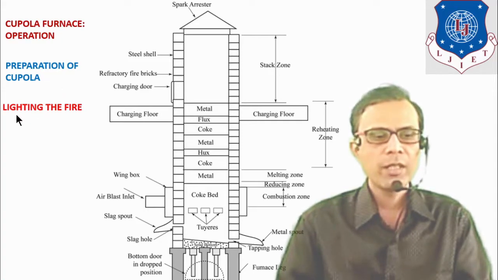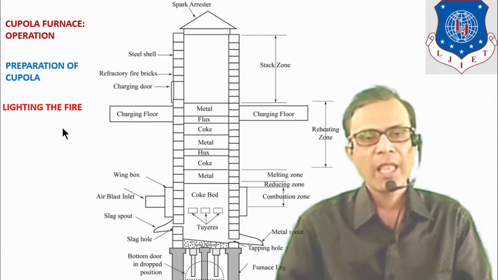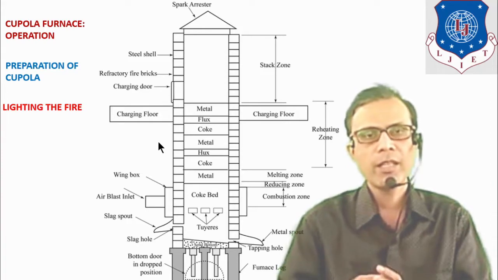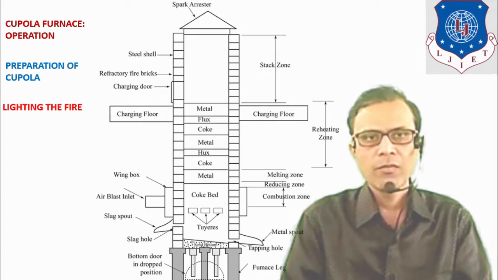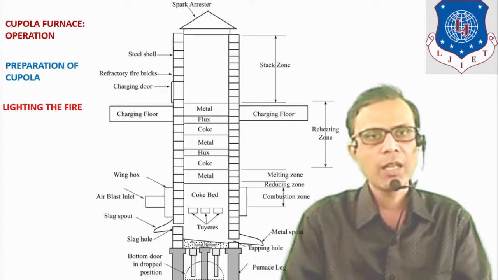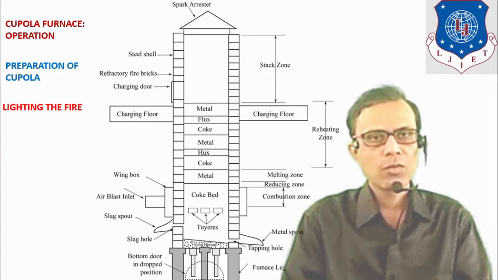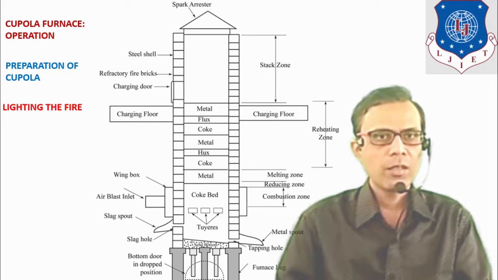The next step is lighting the fire. For this purpose, initially small soft wooden pieces are used which are ignited, and when they are ignited well, the coke is charged above these already burning wooden pieces. In that way the coke can be fired properly.